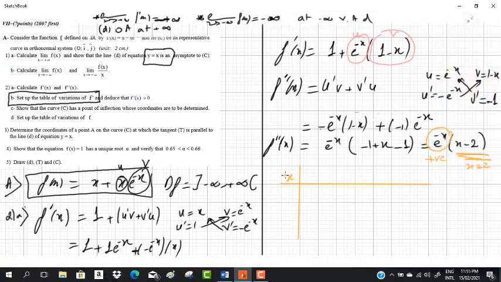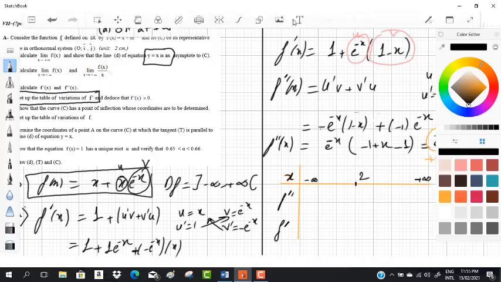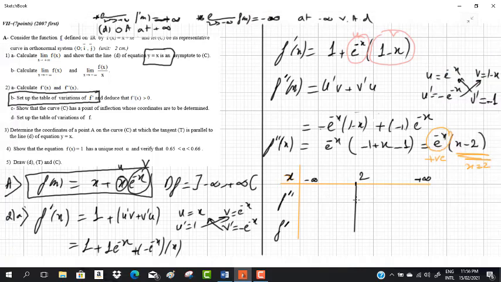x varies from minus infinity to plus infinity. We need to study the sign of f double prime to deduce the variations of f. f double prime admits x equal 2 as a root. x minus 2 is a first degree binomial, and it admits 2 as a root.